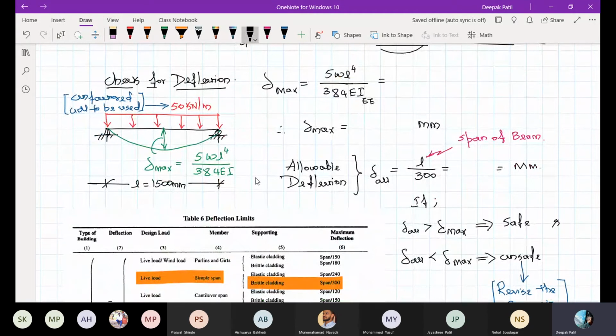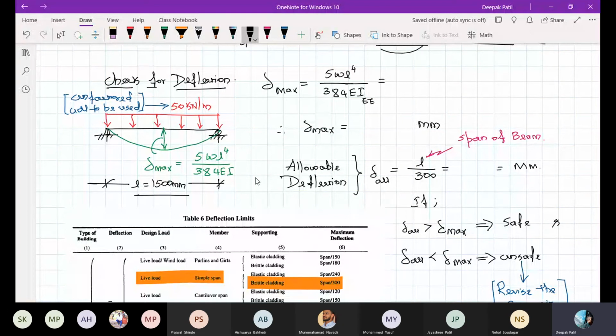So this is your simply supported beam of span 1.5 meters, that is 1500 mm, and it is carrying a UDL of 50 kilonewton per meter. And you already know that when you check for the deflection, you should not take the factored load. Instead, you should take only the service load. Okay, that you should keep in mind. So the service load which was given was 50 kilonewton per meter.